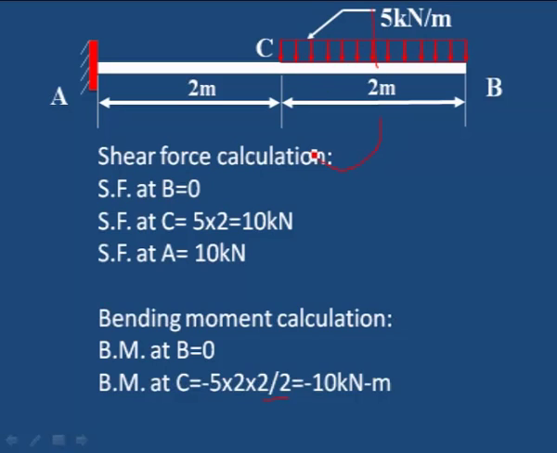Force into distance, that is the moment we are taking. This force into distance is 1 meter. Therefore 5 into 2 by 2, that is 10 kilonewton meter, is the bending moment at C.